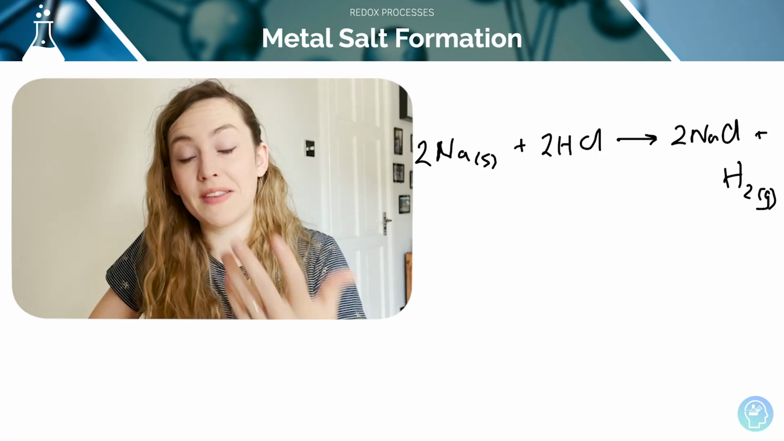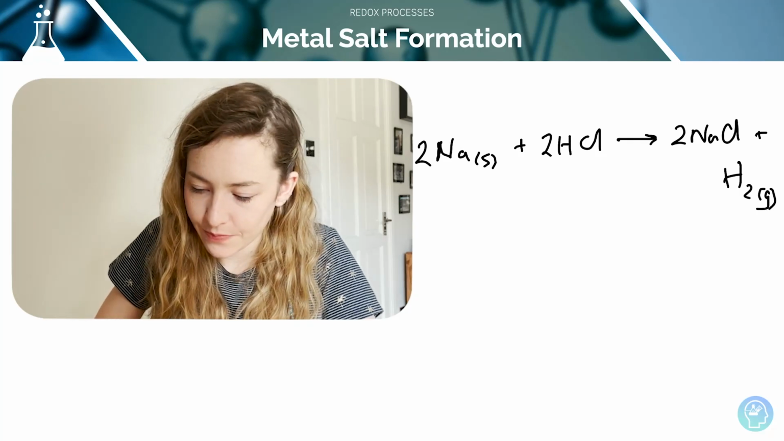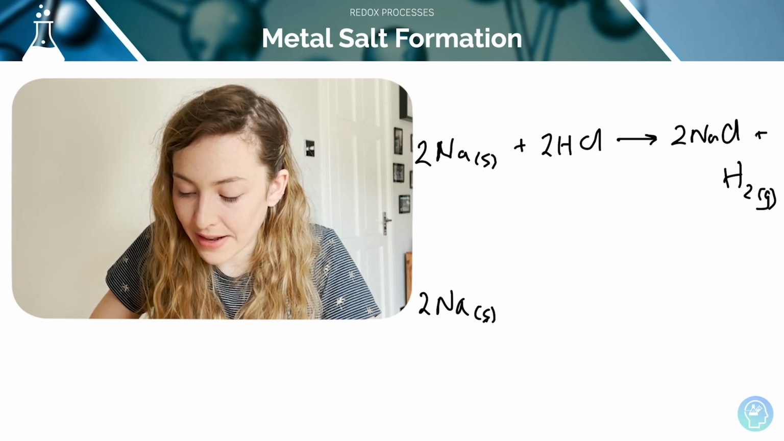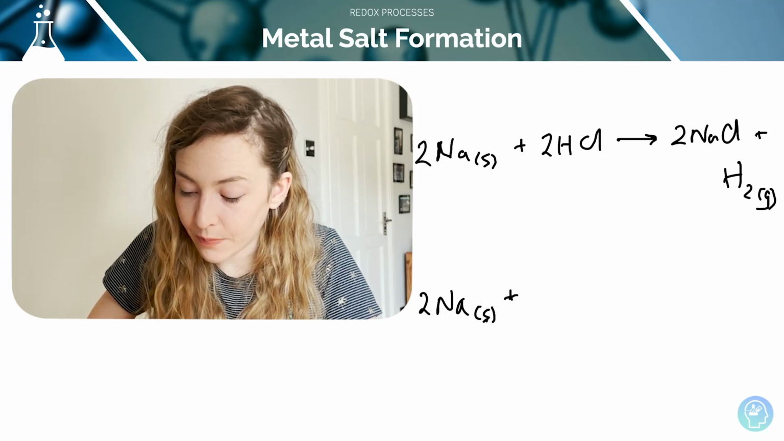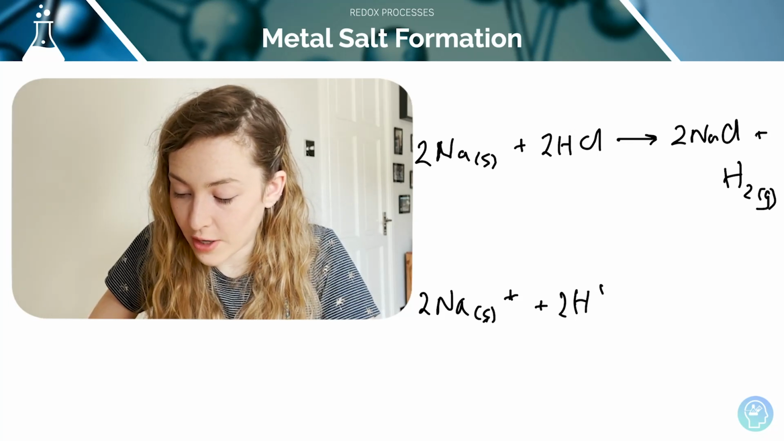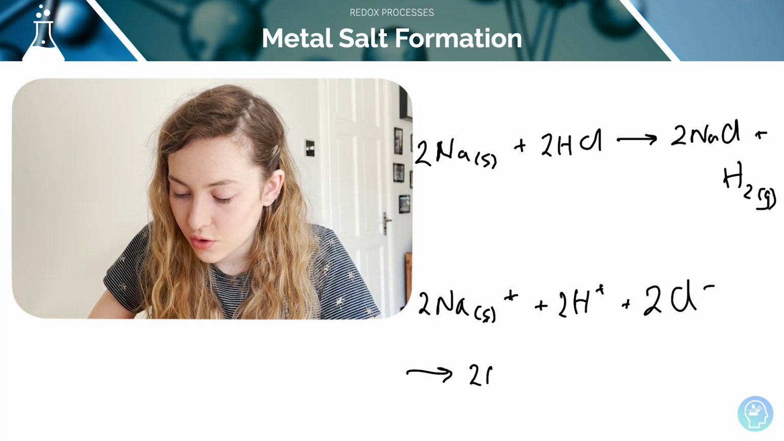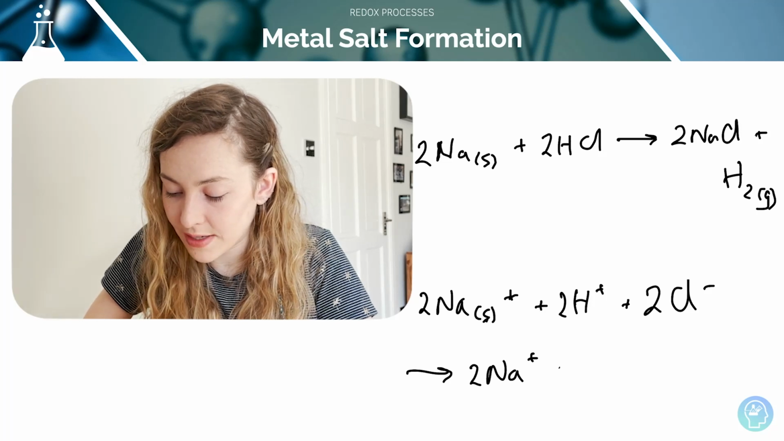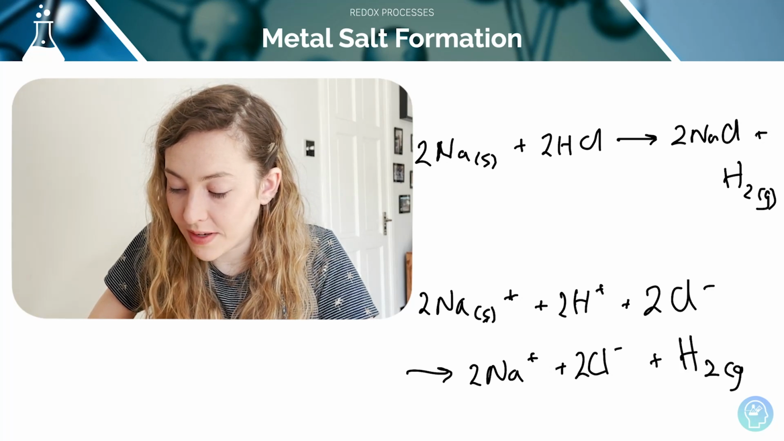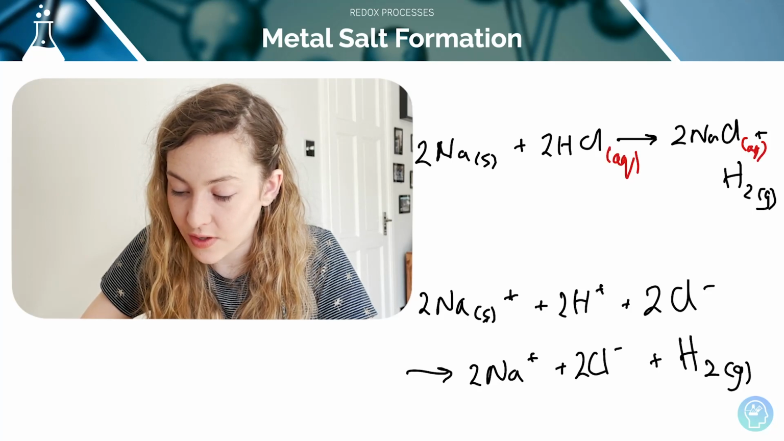We can write this out as an ionic equation in which the compounds that are in an aqueous solution dissociate. Only the compounds that are in an aqueous solution. So the sodium, because it's a solid metal, is going to stay as it is, but HCl is going to dissociate. Now I've got two H's and two Cl's, so I've got 2H+ and 2Cl-, and it's going to give us 2Na+ because sodium chloride is soluble, and 2Cl-, and H2 because that's gaseous, so that's not going to dissociate. So I'm only dissociating NaCl and HCl.